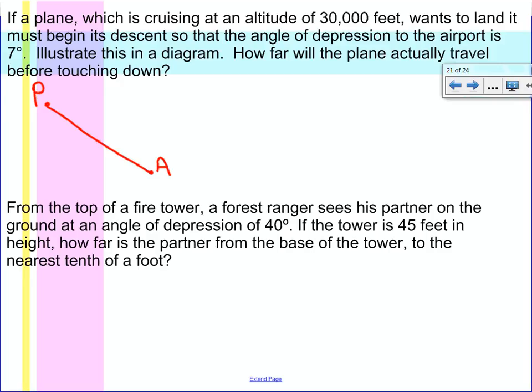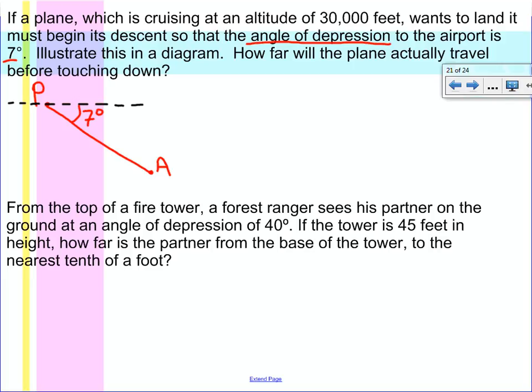Now it says here in the question that it has an angle of depression to the airport of 7 degrees. If we need to put that in here somewhere, we need to draw a horizontal line where the airplane is, and we need to go downwards from that line. And that will show you where your angle of depression must be.